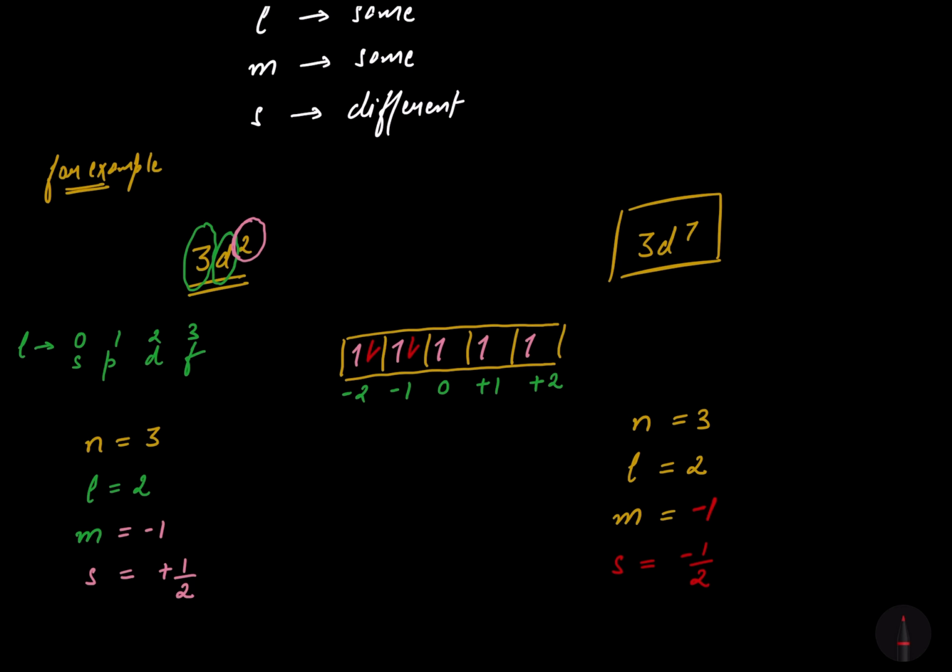Here n is same for both, L is also same, and magnetic quantum number m is also same, but they have different spins. The first electron in the orbital has a plus half spin because of the clockwise spin, so we can take the value of s to be +1 by 2, and the other electron of that orbital will be of -1 by 2 spin. So here we got the spin of the 2nd electron in 3d subshell to be +1 by 2, and the spin of the 7th electron in 3d subshell comes out to be -1 by 2. So this is the example. Hopefully you got this.